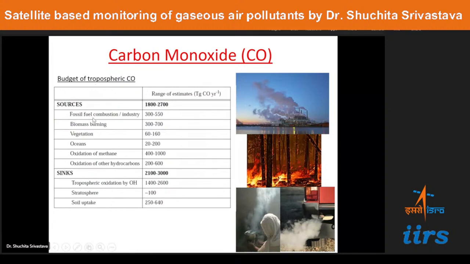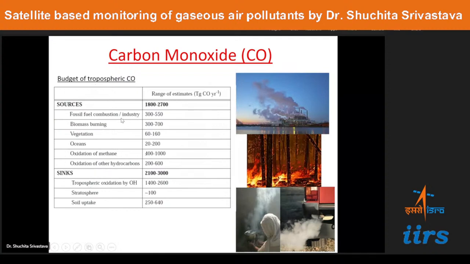Here we can see fossil fuel combustion and industries and biomass burning are very important anthropogenic sources of CO. And vegetation and ocean are the average sources of CO. Here the range is given in teragram carbon monoxide per year. And oxidation of methane and oxidation of other hydrocarbons is also a very important source of CO. But these hydrocarbons are also emitted because of biomass burning and fossil fuel combustion.